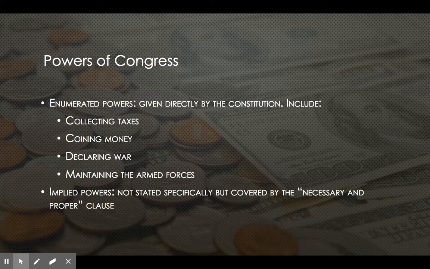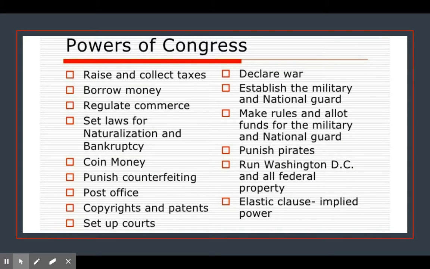Now, Congress also has implied powers, and these are not stated specifically in the Constitution, but are covered by that necessary and proper clause that we've already talked about. So it gives Congress the power to make laws that are necessary for carrying out those enumerated powers. So, for example, Congress is given that enumerated power to collect taxes, so it is implied that Congress also has the power to create a federal budget every year. So these are just some of those enumerated powers of Congress that we've talked about. You can look at this chart and just be more familiar with all of the different powers of Congress.